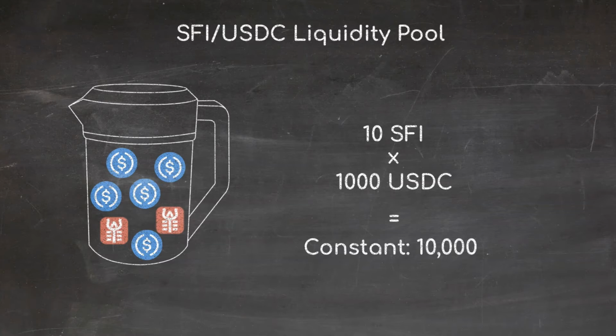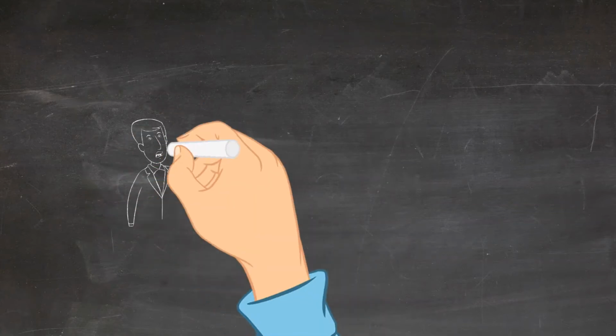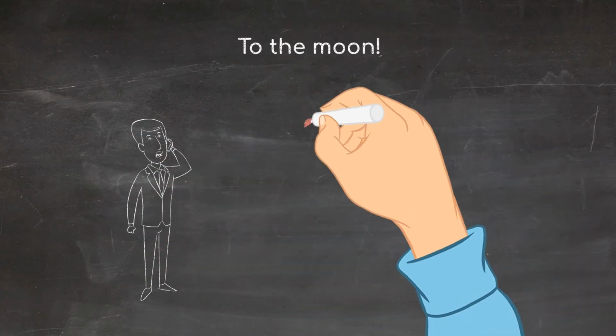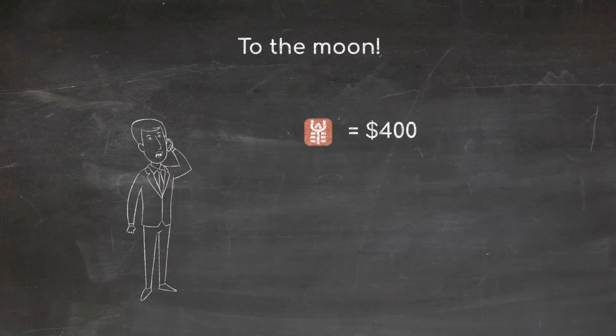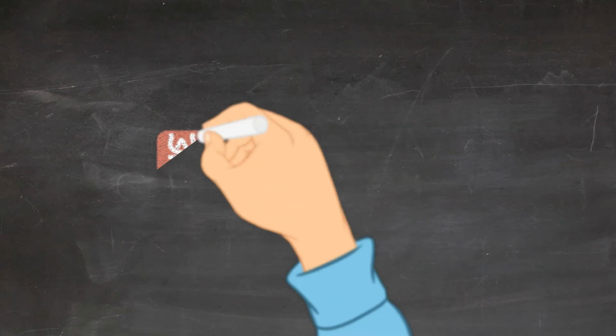But as you know, this is crypto, and prices outside of stablecoins are often subject to extreme amounts of volatility. What if the price of SFI goes to $400 instead? Now, this is good news for a lot of people, but in Matt's specific case of being a liquidity provider, how is this going to impact him?